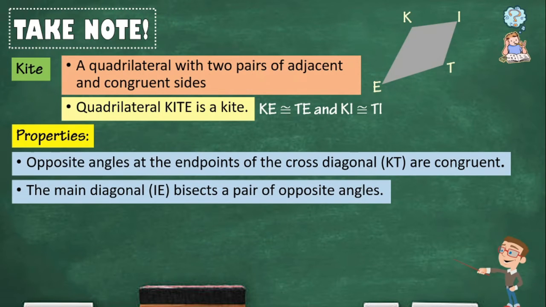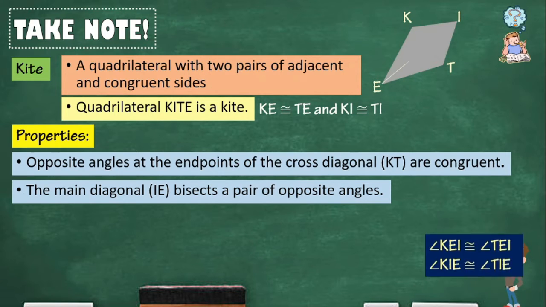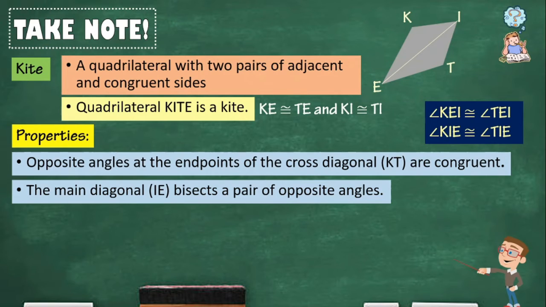The main diagonal, which is IE in the figure, bisects a pair of opposite angles. So with that, angle KEI is congruent to angle TEI. Also, angle KIE is congruent to angle TIE.